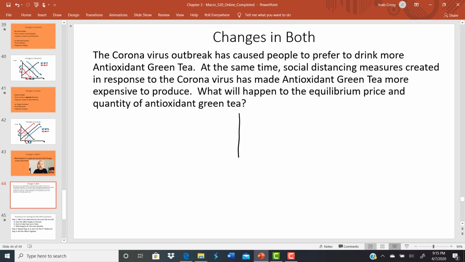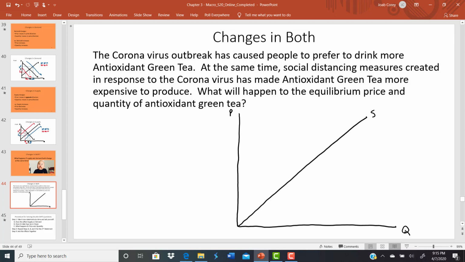So let's draw another graph here. Another market equilibrium. So we've got price on the vertical axis, and quantity on the horizontal axis. We're going to have an upward sloping supply curve and a downward sloping demand curve. And where the two intersect, that's going to give us our equilibrium quantity. We'll call that Q star 1 and P star 1. And this is going to be our original demand and supply curve.